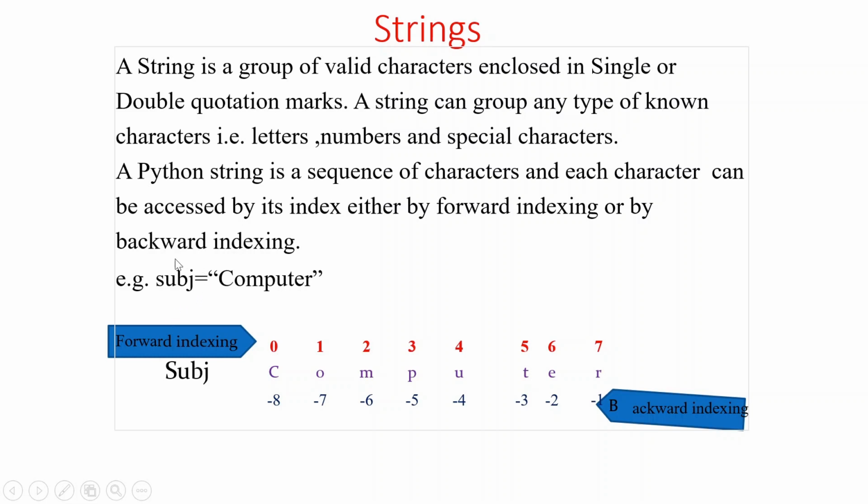So see, this is your subject as a variable where we are assigning "computer" as a string. Here the index for the string starts at 0. It is "computer", having a total of 7 letters, so it will start from 0, 1, 2, 3, 4, 5, 6, and in backward indexing, minus 7, minus 6, minus 5. If we are taking backward indexing, then the seventh, that is your last character, will be indicated by minus 1, then minus 2, minus 3. If it is forward indexing, it will start from 0, 1, 2.